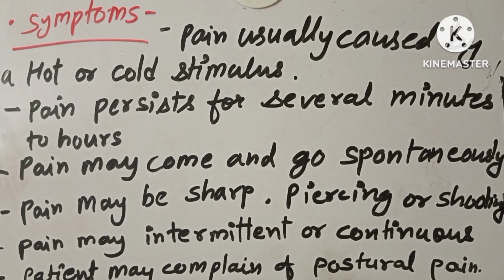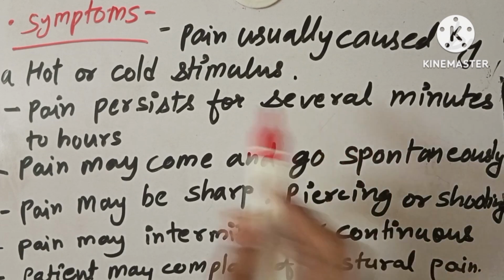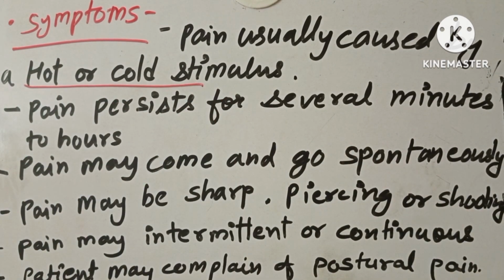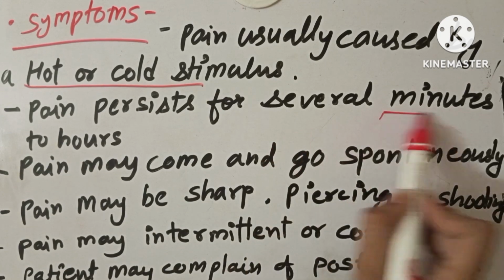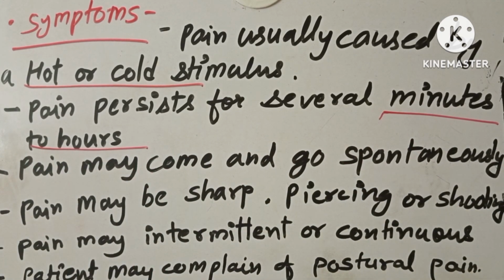Now we are going to see the symptoms of symptomatic irreversible pulpitis, because asymptomatic irreversible pulpitis has no symptoms. Pain is usually caused by a hot or cold stimulus and persists for several minutes to hours. Pain may be sharp, piercing, or shooting. Pain may be intermittent or continuous. The patient may complain of postural pain.